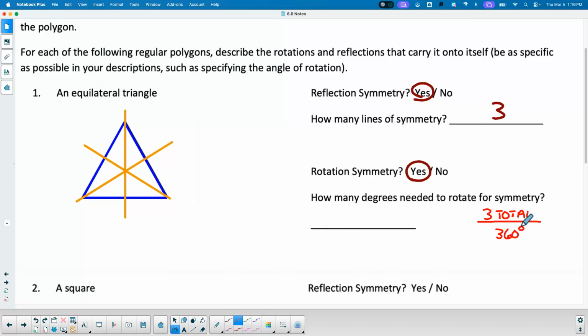Let's put that the other way. 360 degrees all the way around, 3 total symmetries, so that would then be 120 degrees. Okay.